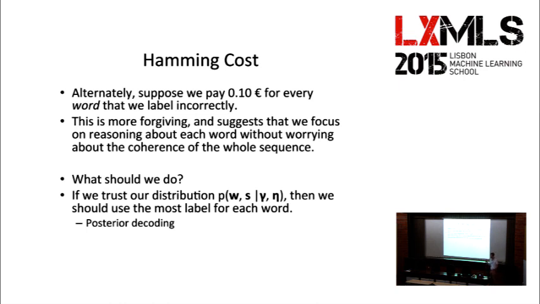Okay, so what should we do? I've already told you. We should use posterior decoding here. We should say, assuming we trust our distribution, we should look at each word and say, under the distribution, what is most likely to be correct? Not worrying about the other words. And so I should make a decision about each word on its own, given those forward and backward probabilities for that word. Posterior decoding. And you can prove that if this is our cost, if it's a Hamming cost, this will minimize the expected error, the expected amount that you have to pay out.